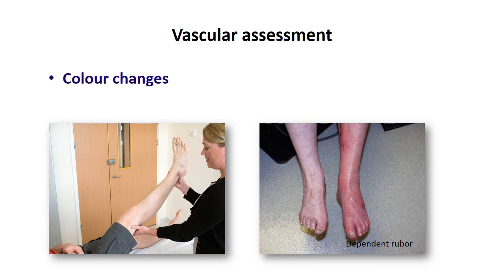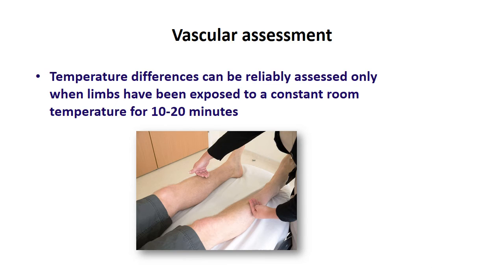As we see, one test is elevating the limb. In a patient with vascular affection, elevating the limb will cause severe pallor of this limb. And putting the limb in a dependent position, without touching the floor, will cause this rubor color, dependent rubor, related to this ischemia. Then we test for the temperature difference between the two limbs, but please get the limbs exposed to the room temperature before you do this test.